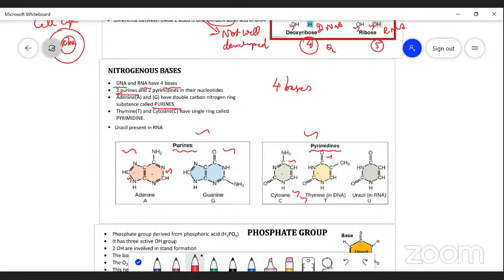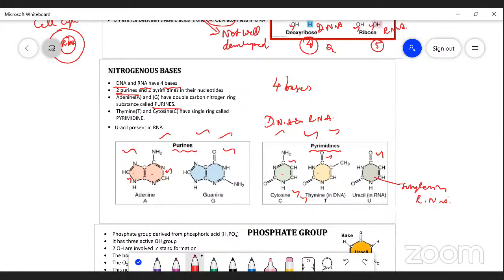So the uracil is present. That also has a single ring only. So this uracil is present in the RNA. The other bases are present in the DNA as well as the RNA. See, adenine, guanine, cytosine, thymine: these 4 bases are present in the DNA. Adenine, guanine, cytosine, instead of thymine, uracil is present in the RNA.